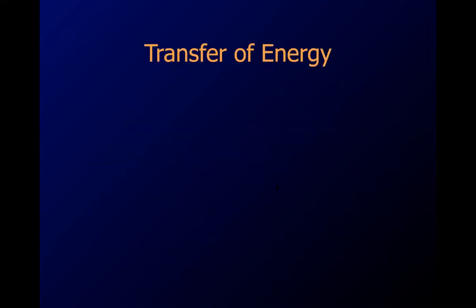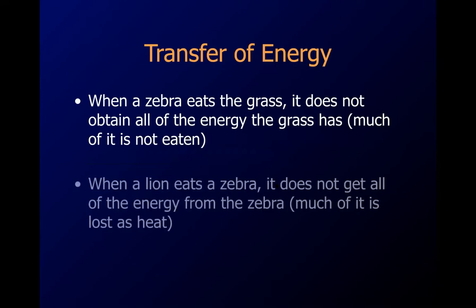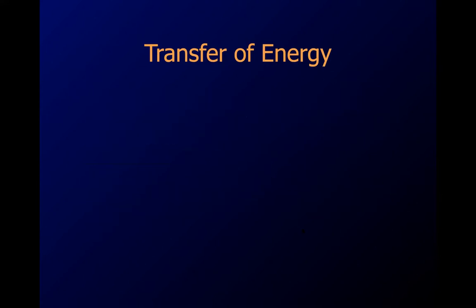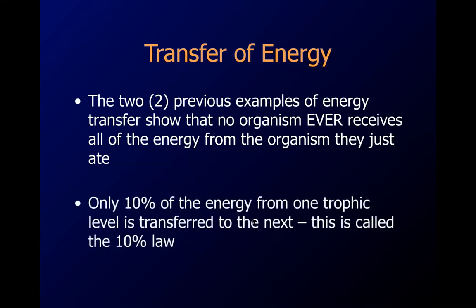The transfer of energy. When a zebra eats the grass, it does not obtain all the energy the grass has. Much of it is not eaten. When a lion eats a zebra, it does not get all the energy from the zebra. Much of it is lost as heat. The two previous examples of energy transfer show that no organism ever receives all of the energy from the organism they just ate. Only 10% of the energy from one trophic level is transferred to the next. This is called the 10% law.